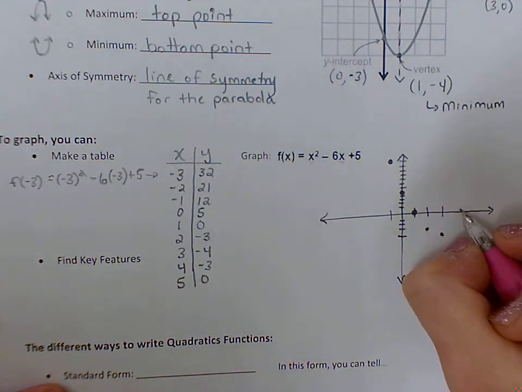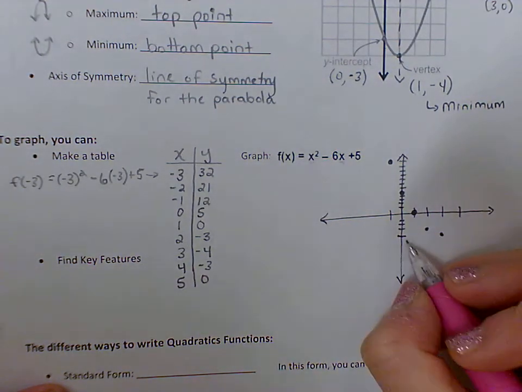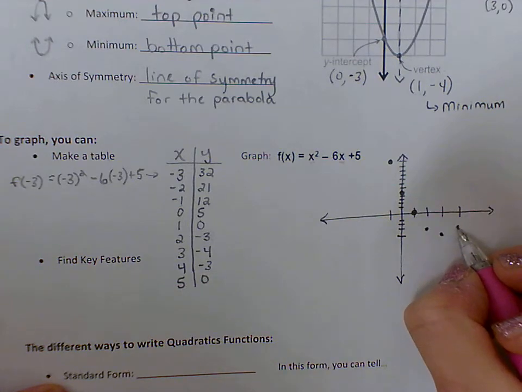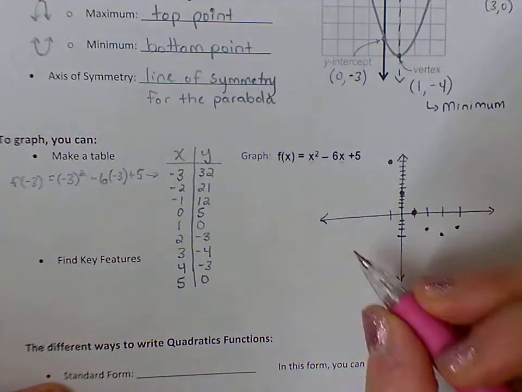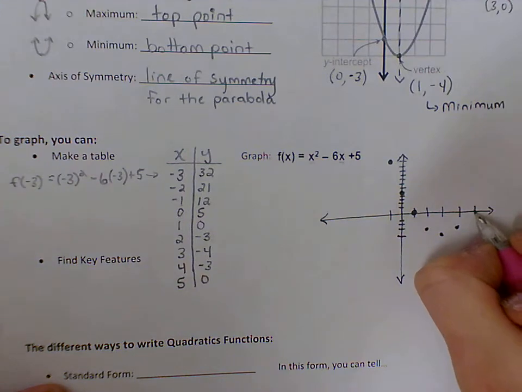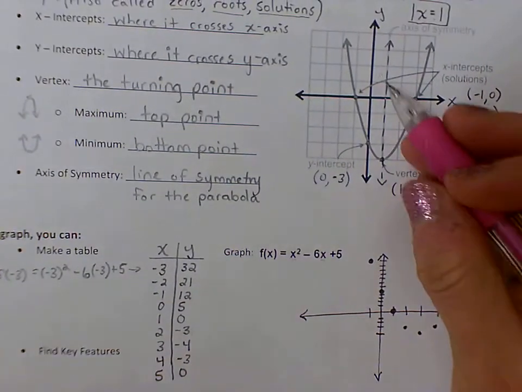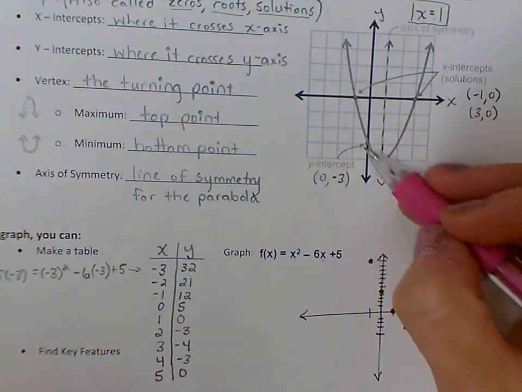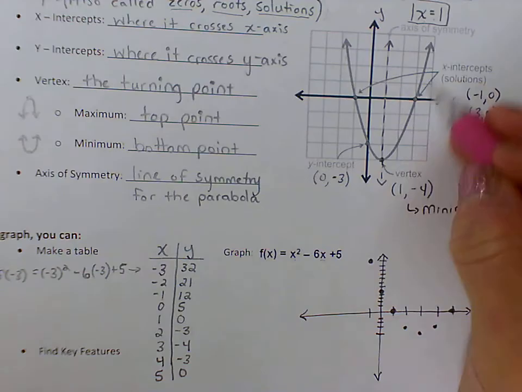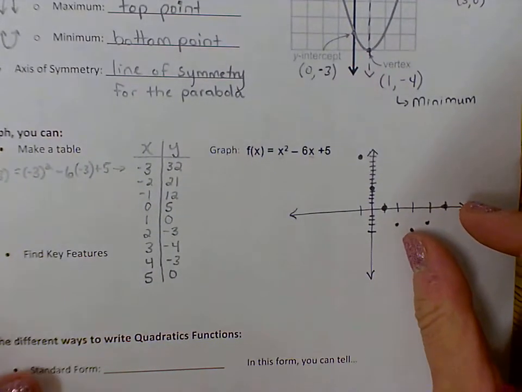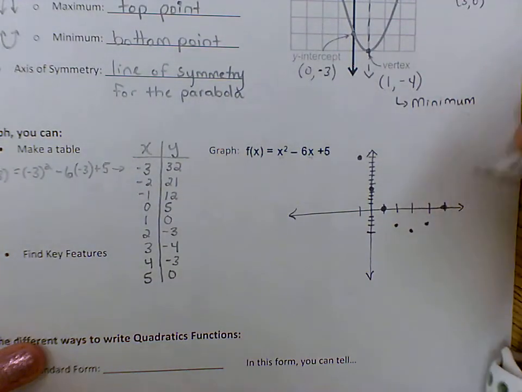So the next one would be at 4, negative 3. Notice it starts coming back up. And then 5, 0 would be right there. So now I can kind of see it'll start coming back up. And remember, these are symmetrical, so once you have one side of your U, the other side will look the same. So now I know kind of what my graph is going to look like.